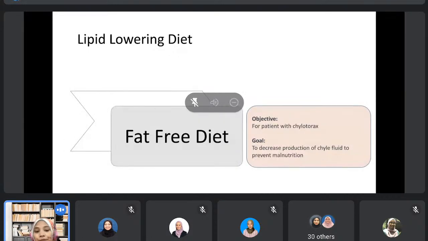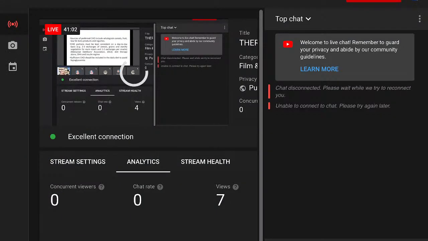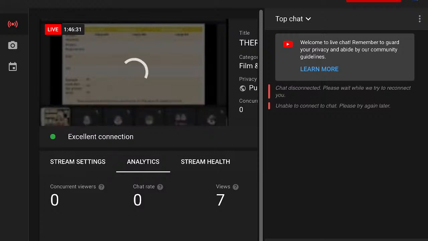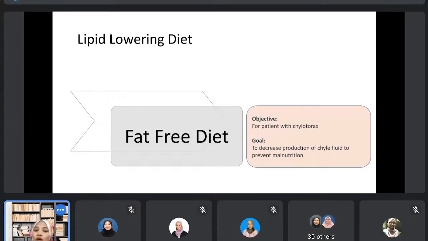So for fat-free diet. So this one is meant for patients with chylothorax. So the goal is to decrease the production of chyle fluid to prevent malnutrition. So what is a chylothorax? Chylothorax is a leakage of chyle, which is a type of pleural effusion. So there is a collection of chyle in the pleural cavity, which result from the leakage from the lymphatic vessels, usually datang daripada thoracic duct.